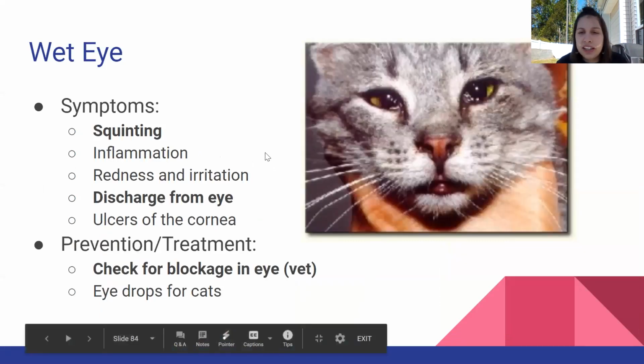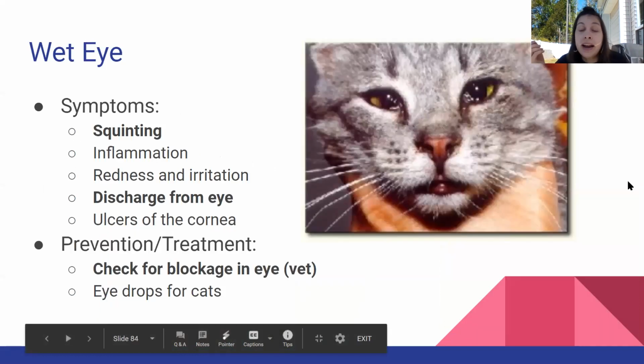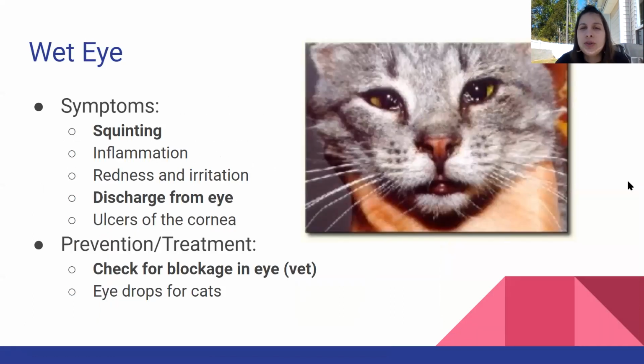You'll see your cat squinting because they're trying to clear their eye out and they can't really do that. You can see some inflammation, redness, and irritation if it's from a blockage. If it's just excessive tear production because it's a genetic condition, then you're probably not going to see the inflammation and redness, because it's just the thing that happens. But if it's due to a blockage, that's where you'll see the inflamed, puffy eyes and the redness.